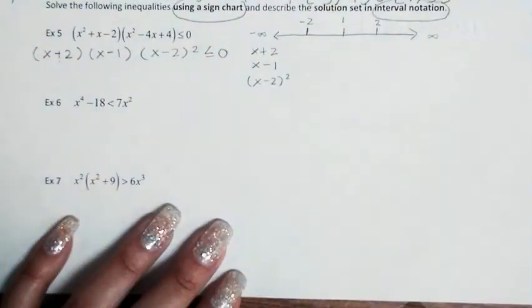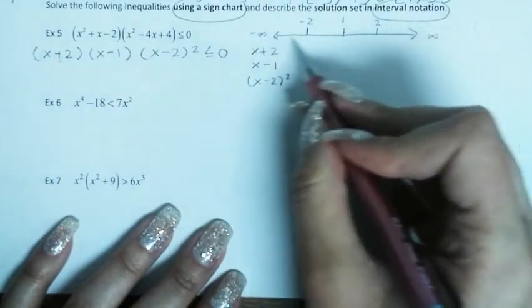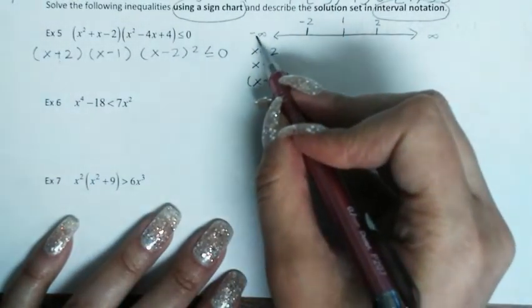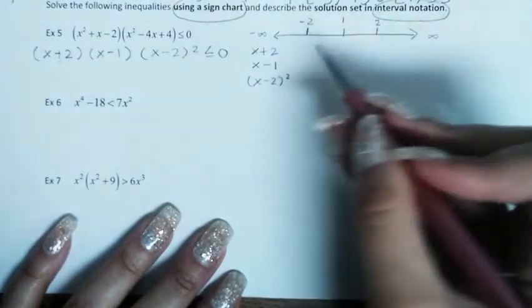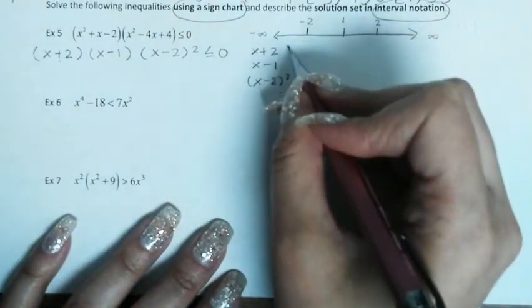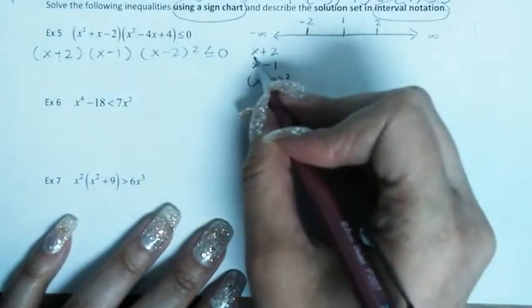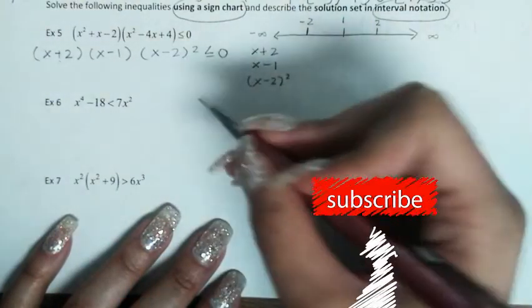Okay, so what you need to do in this interval is choose a number that is in between negative infinity and negative 2, without including the negative 2. So in this case, I'm going to honestly pick negative 3. Okay, so I plug negative 3 here. When you plug negative 3 here, the only thing that you need to analyze is the sign.